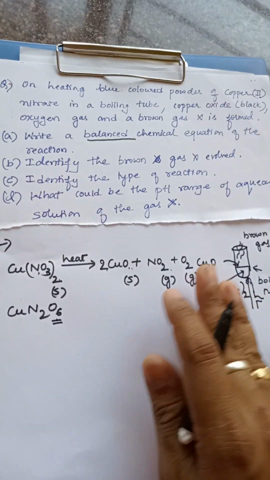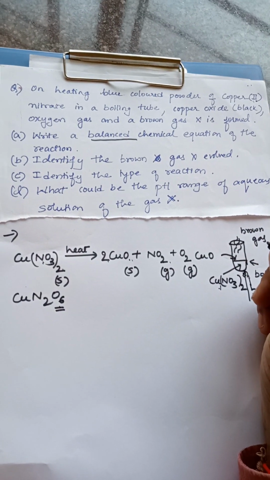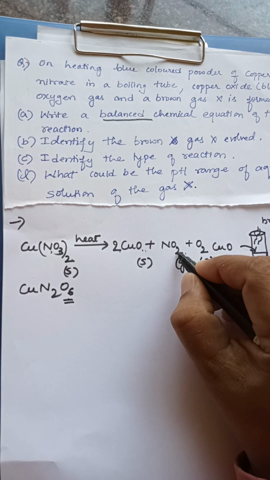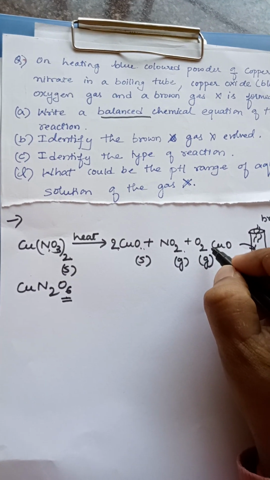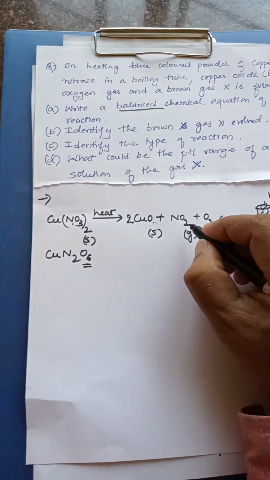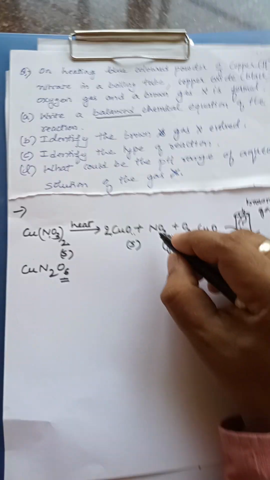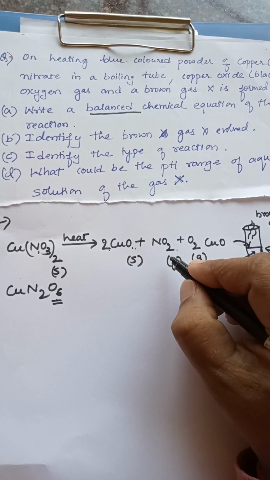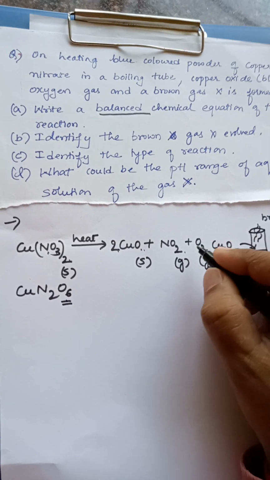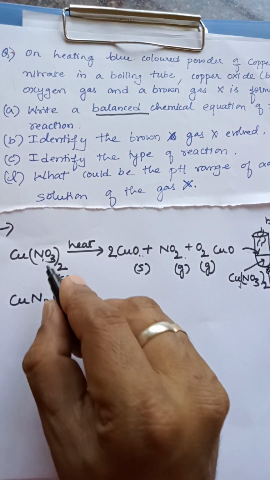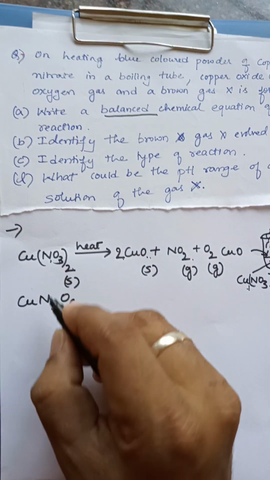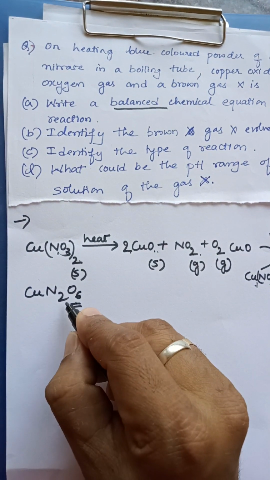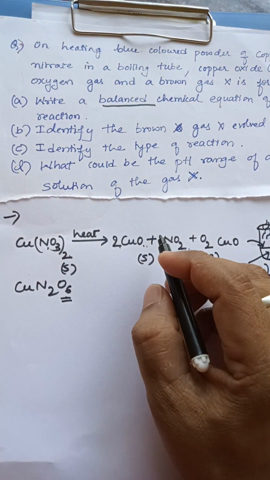Now let's balance it. We have to write the balanced chemical equation for this reaction. That can be done if you know this gas other than oxygen. I have taken it as nitrogen dioxide, and we will see a bit later how it can be confirmed that the gas evolved along with oxygen is nitrogen dioxide. Now let's balance this. I am writing Cu(NO3)2 as CuN2O6 just by multiplying 2 with 1 and 6.